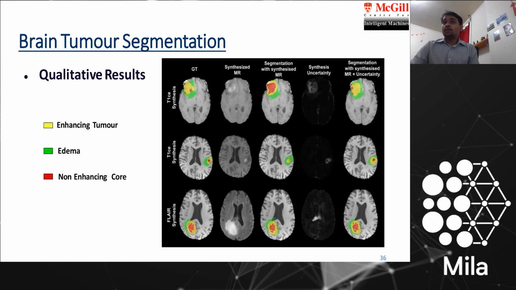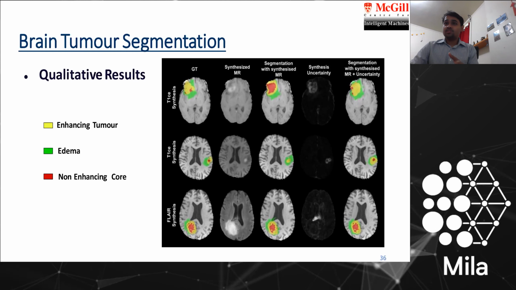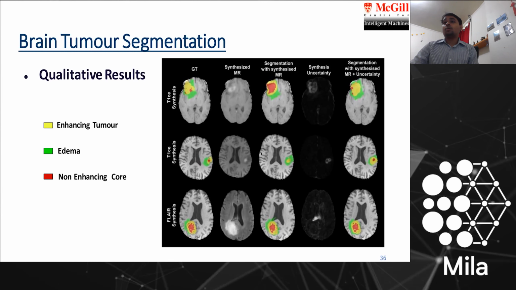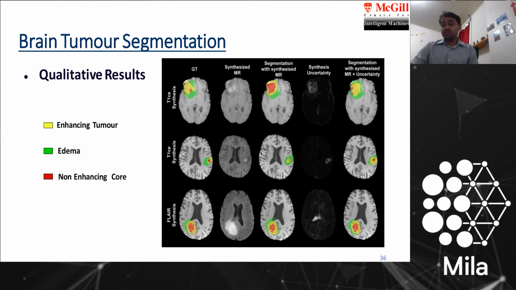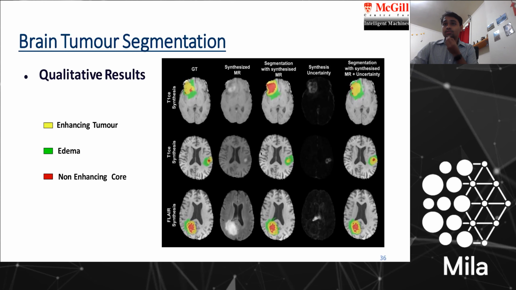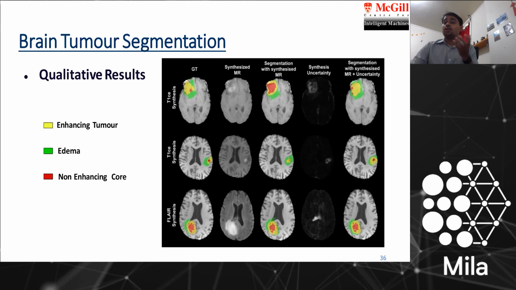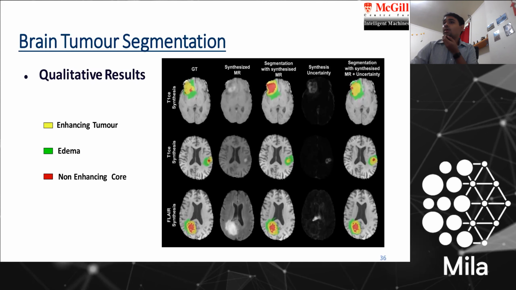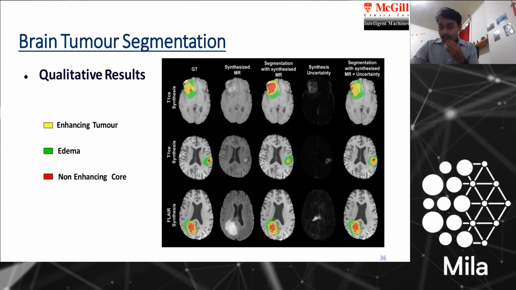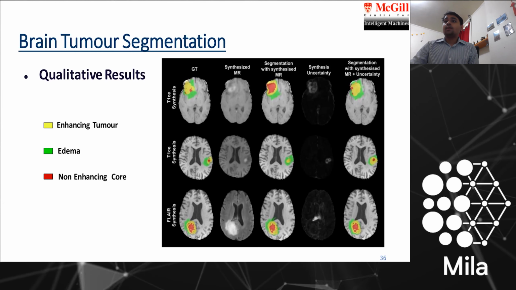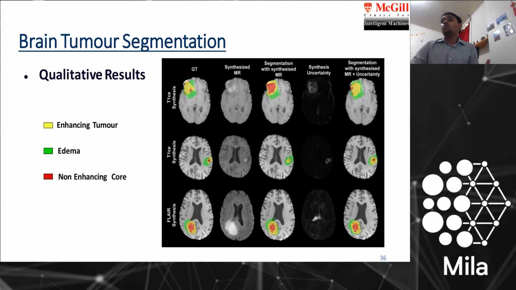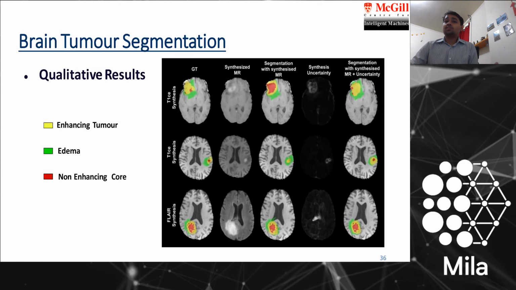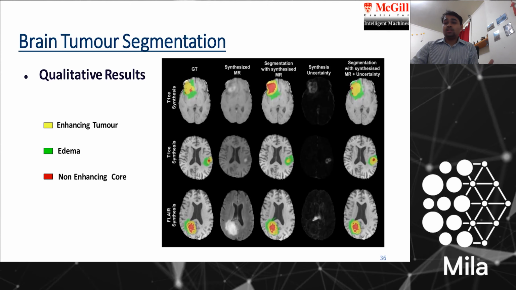The first column is the ground truth, the second column is the synthesized MR, and the third column is the segmentation when you just use the synthesized MR. Here in the first row, yellow is the enhancing tumor, and you can see that in the synthesized MR, the enhancement is not properly synthesized. Because of that, when you do the segmentation with it, instead of getting an enhancing tumor, it is detected as a non-enhancing core.